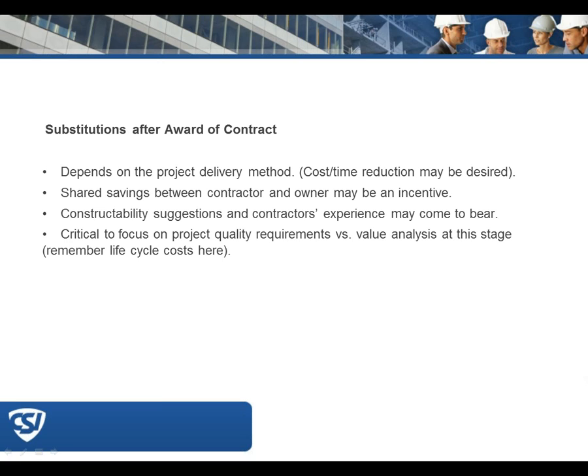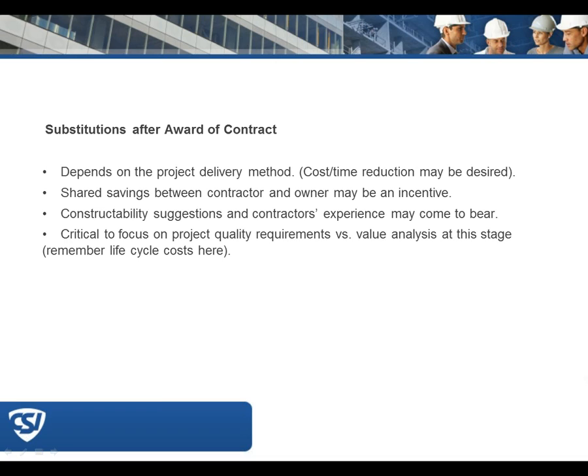But in any case, when those substitutions are considered after the award of the contract, it's critical to focus on the project quality requirements versus whatever kind of value analysis there may be at this stage. So if there is a cost incentive, okay, that's nice to hear. What does that do to the life cycle cost of the project? Is it still going to be a positive impact after we consider that? So these might be some indications of when substitutions after the award could potentially be considered.